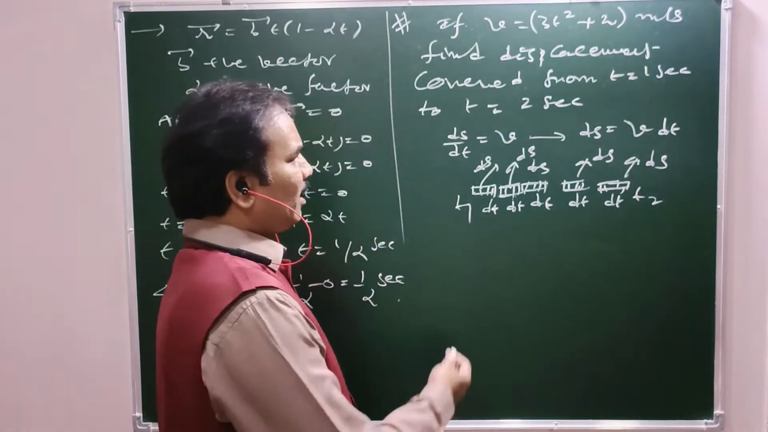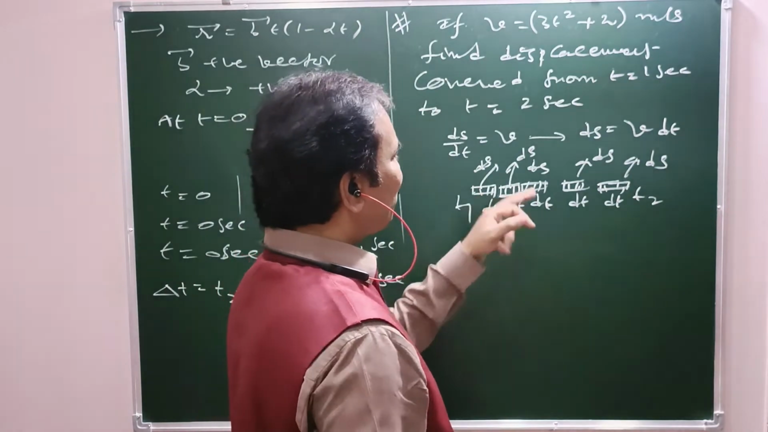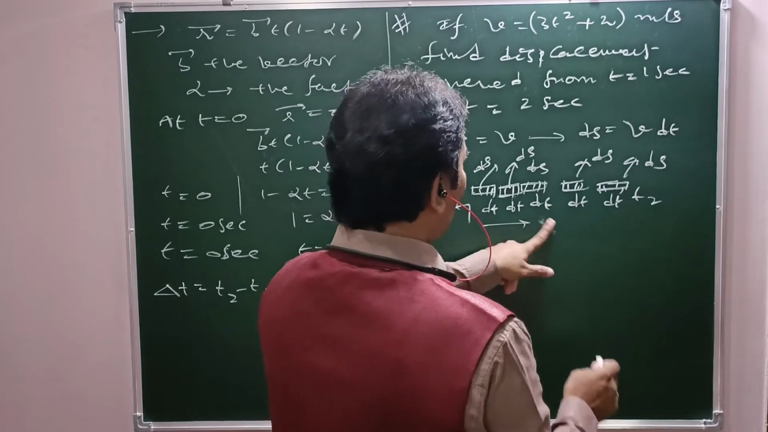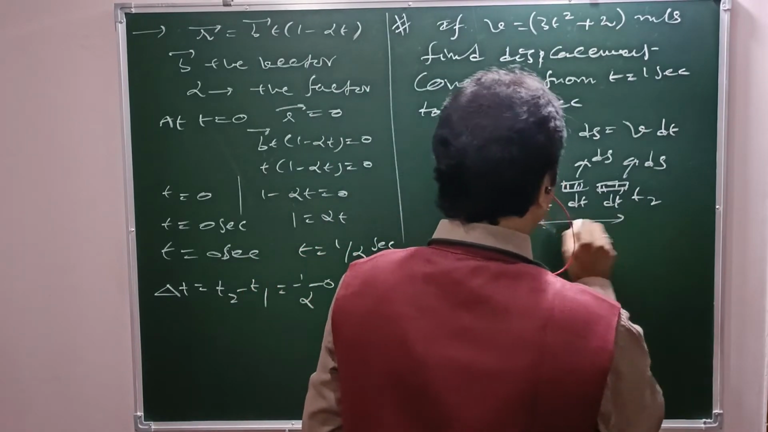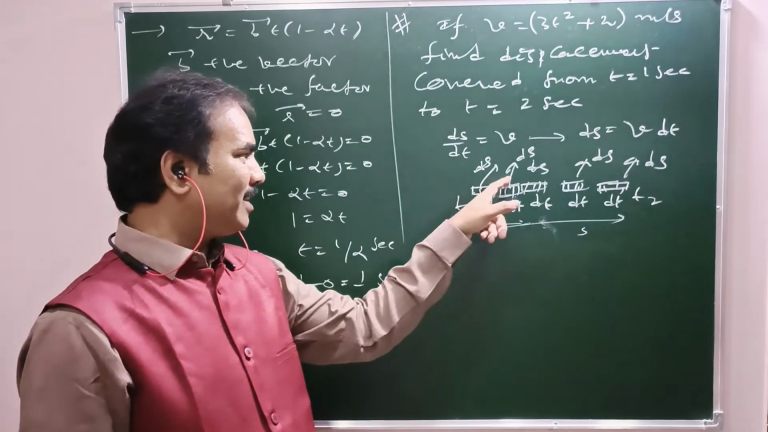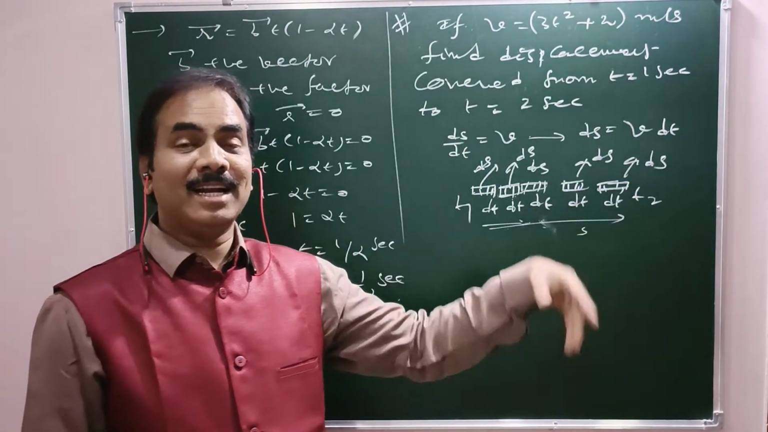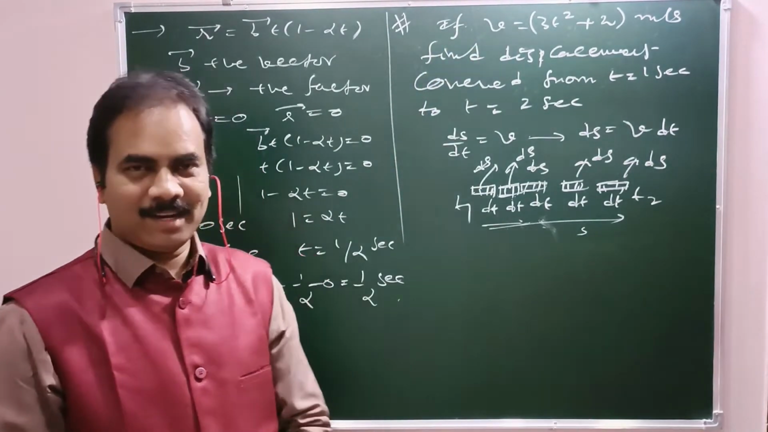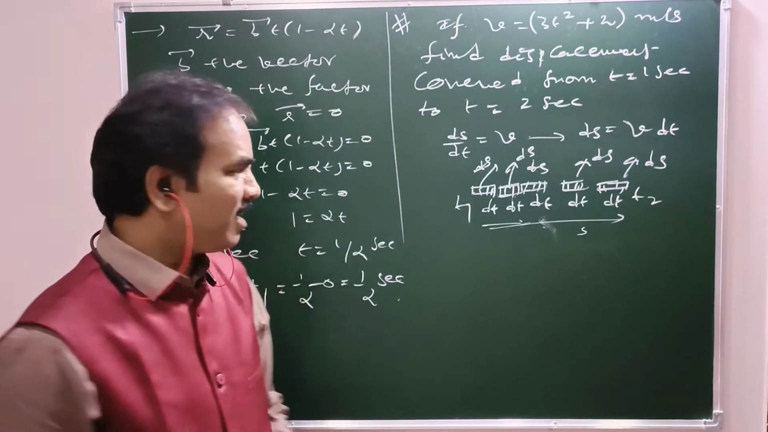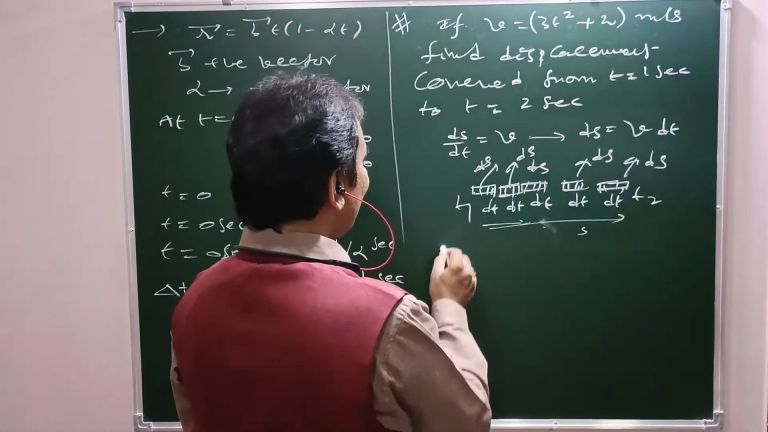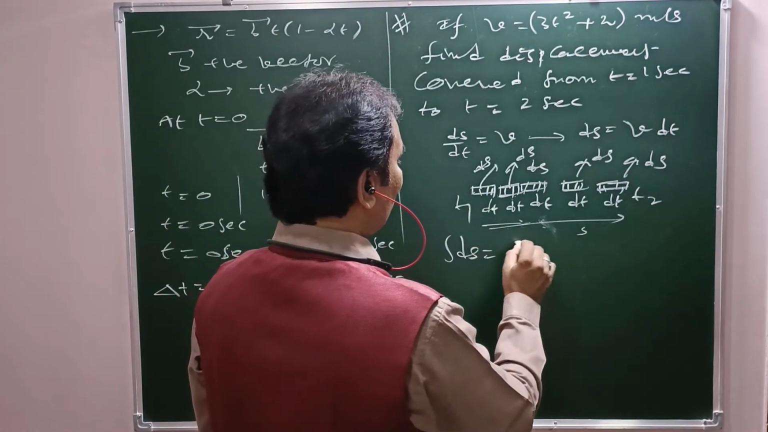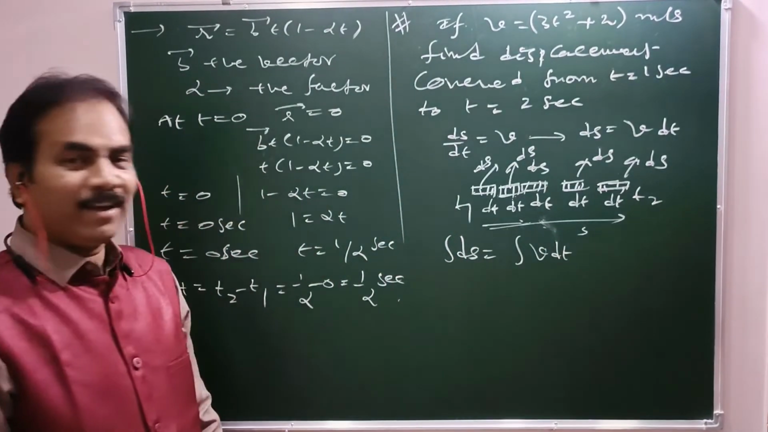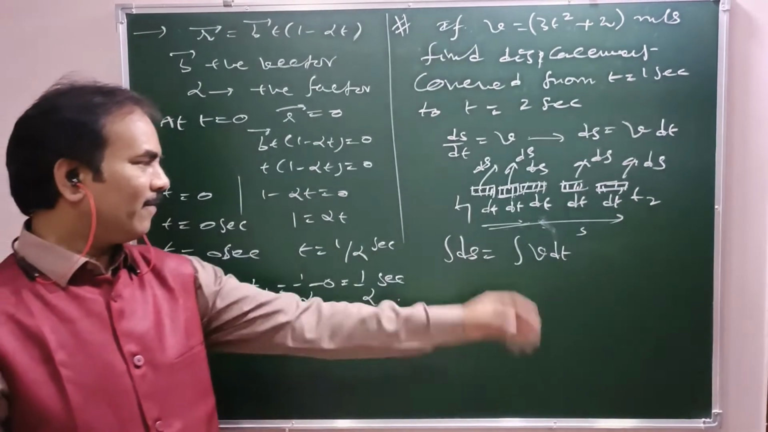Am I right? That is, how to get this large displacement from here to there, that is s? S means adding ds plus ds. Mathematically that can be done by one mathematical tool, that is integration. Integration in the sense of summation of all small elements. That is integral ds equal to integral v dt. Am I right?